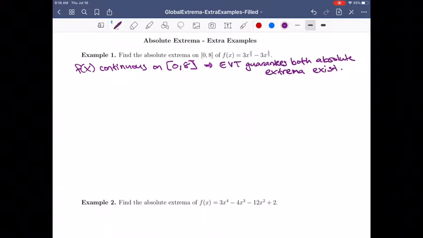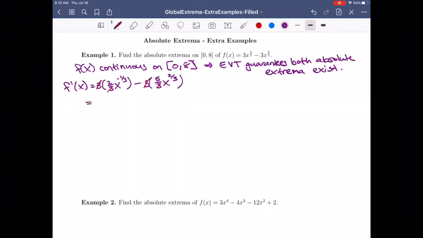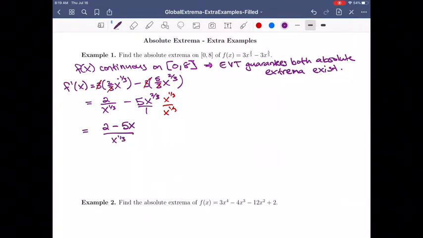So we want to find the critical numbers. We start by taking the derivative. I'm going to have 3 times 2/3 x to the minus 1/3 minus 3 times 5/3 x to the 2/3. Okay, so I can cancel the 3's on the bottom here. So I end up getting 2 over x to the 1/3 minus 5x to the 2/3, and you could think about this as over 1. So I'm going to make a common denominator by multiplying by x to the 1/3 on this part. So I'm going to have 2 minus 5x over x to the 1/3 as my derivative.